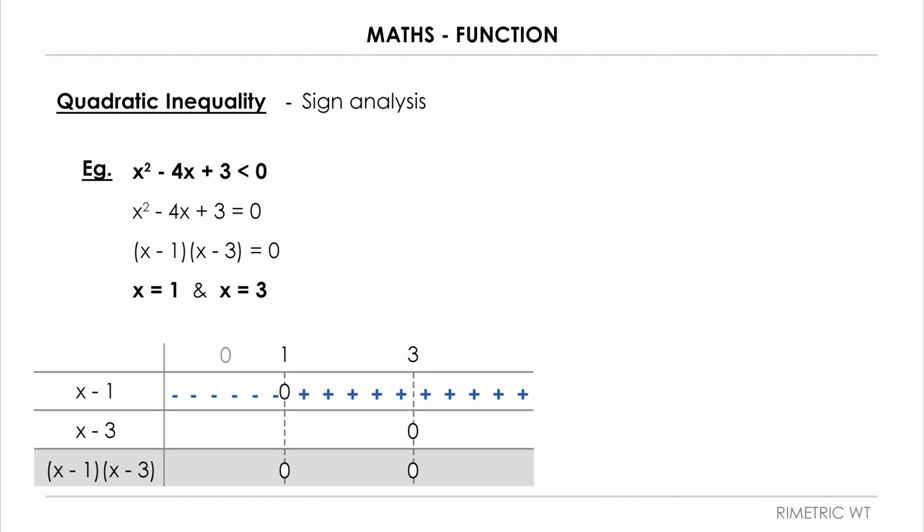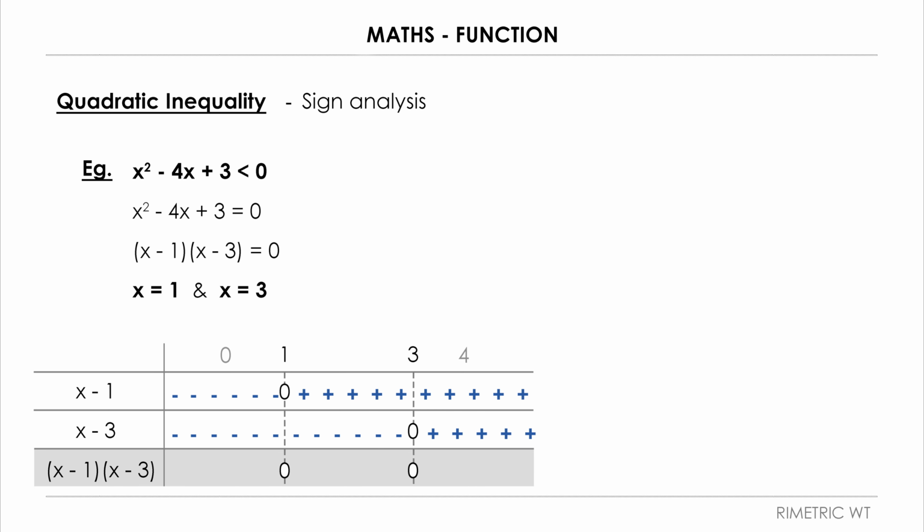Similarly, when we test x minus 3 from the left side of 3, say x equals 1, it will give negative 2, which is negative. Therefore, we put negative on the left side of 3 and positive on the right side. We can check from the right side. Let's take 4, for instance. 4 minus 3 equals 1, so it's indeed positive.